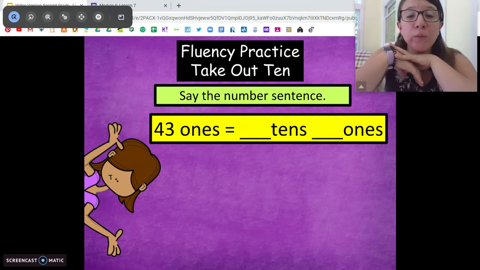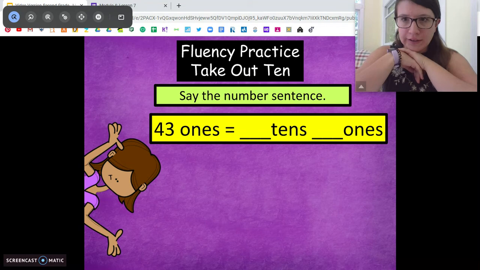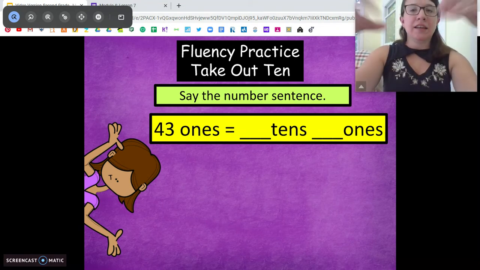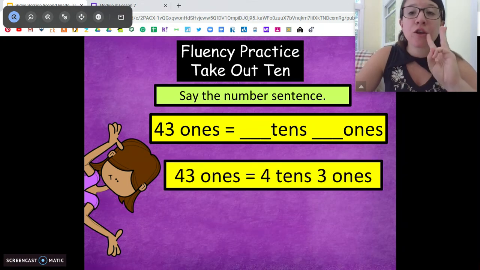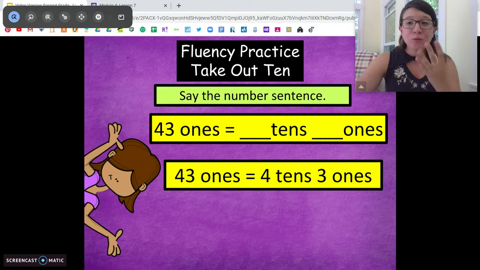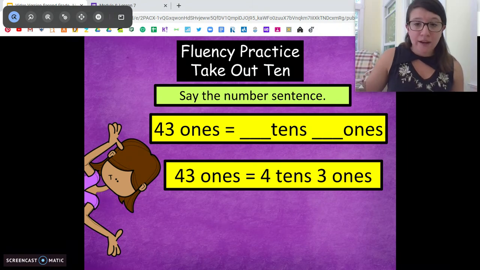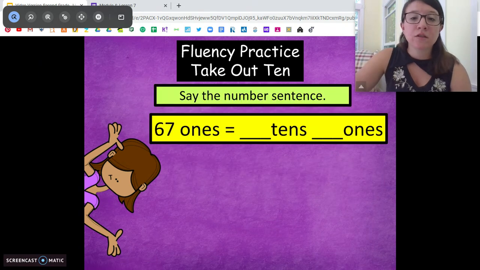We have 43 ones. How many 10s are in that number? How many 10s can we pull out of 43? Yeah, very good. 4 10s, 3 1s. So we're going to pull out those groups of 10s so that we can say it in the unit form, so that we can break it into 10s and 1s. Okay? So let's try this one.